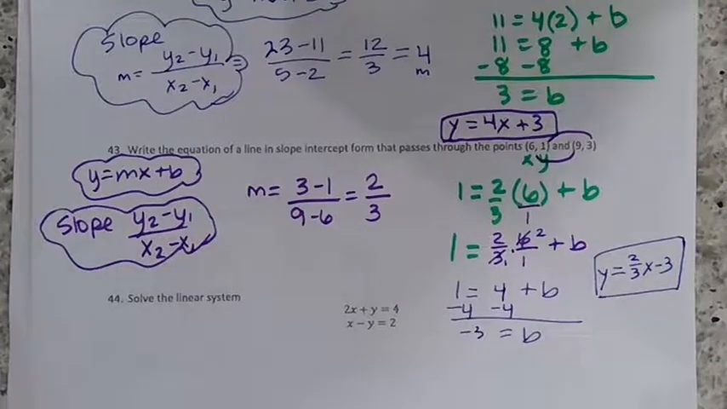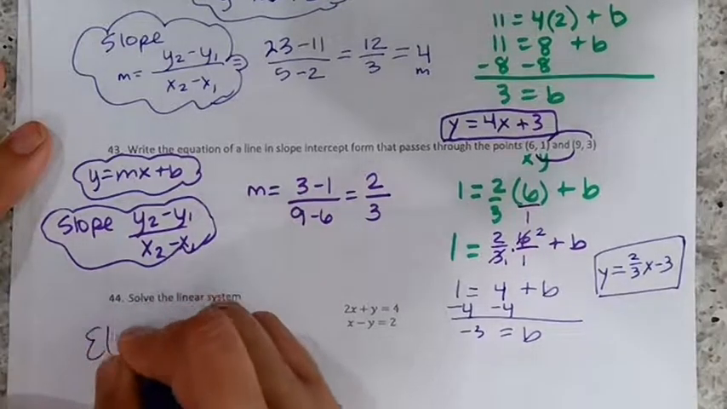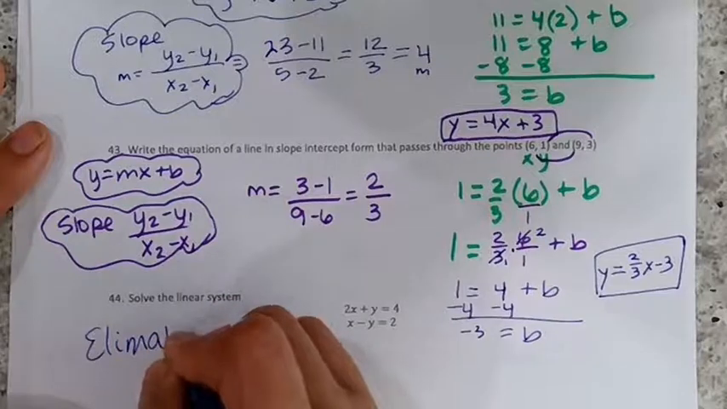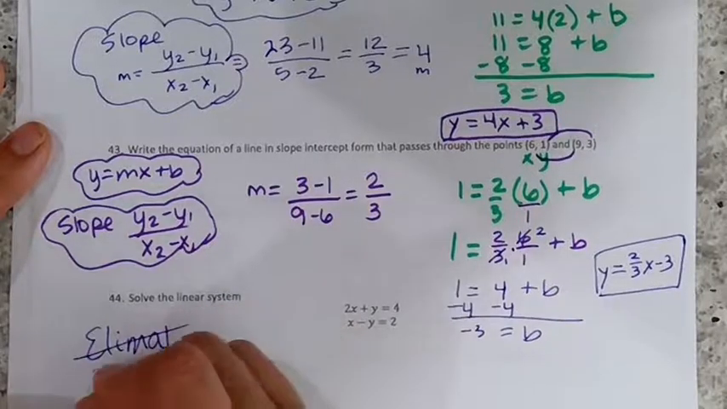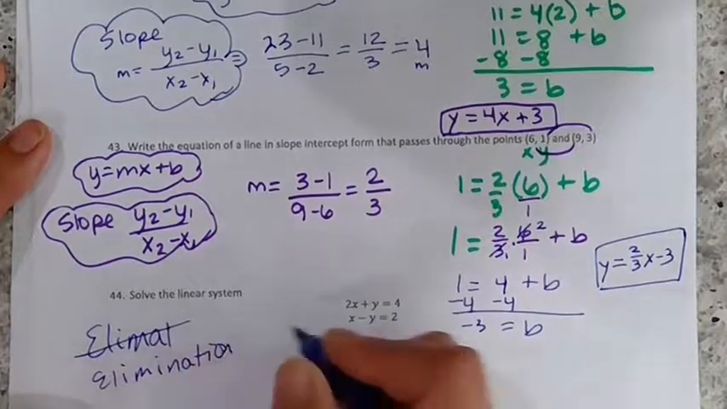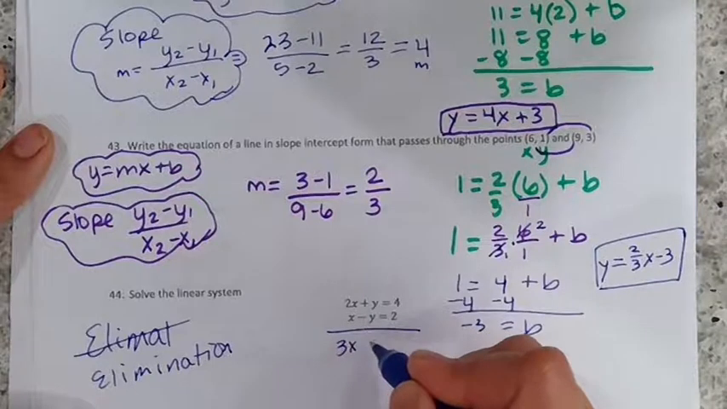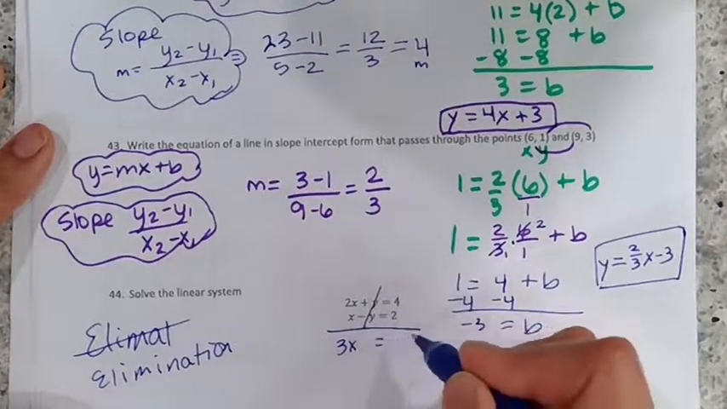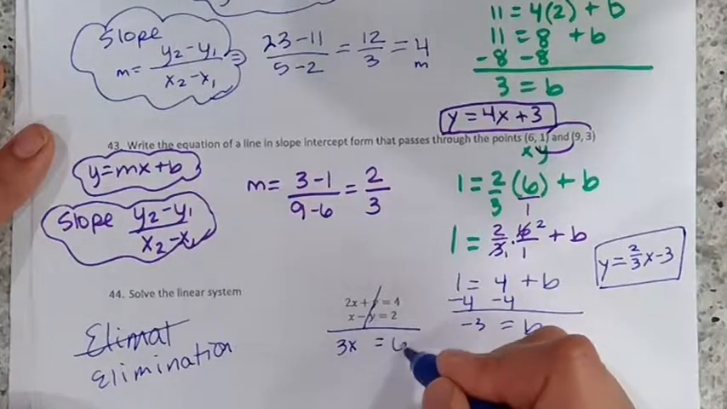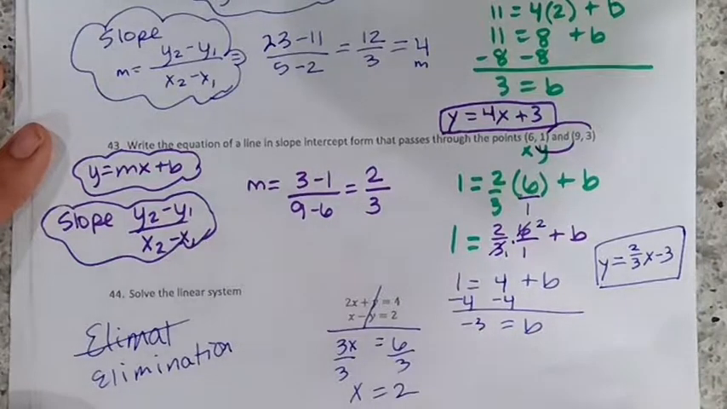Okay, not bad. All right, this next one, you guys actually like these. These are solve the linear system, and this is actually elimination. You have graphing, you have substitution, elimination method. Line them up. Line up your x's, y's, and numbers. So 3x eliminated equals 6 divided by 3. X is equal to 2.